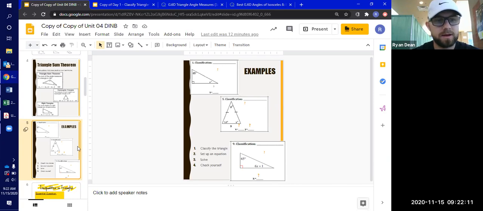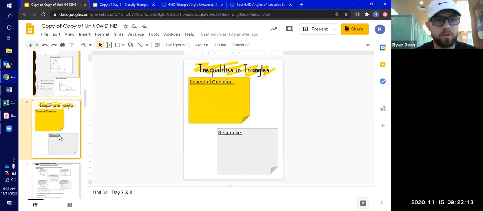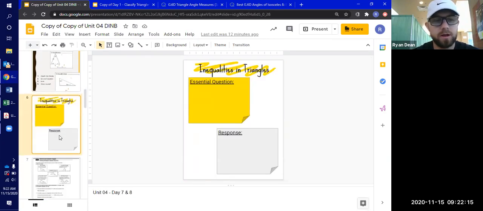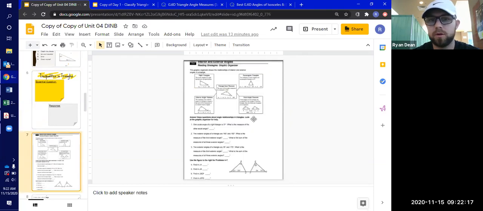The next topic that we're going to take a look at is inequalities in triangles, and specifically we're going to look at more triangle sum theorem, but the new stuff is going to be the third angle theorem, the exterior angle theorem, and then we're also going to come back and take a look at more right triangles and equiangular triangles. So we'll see y'all in the next one.